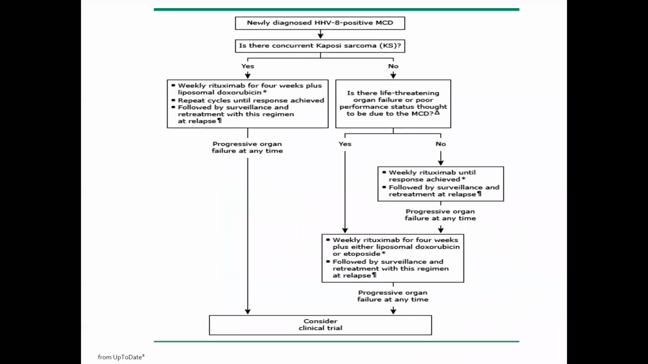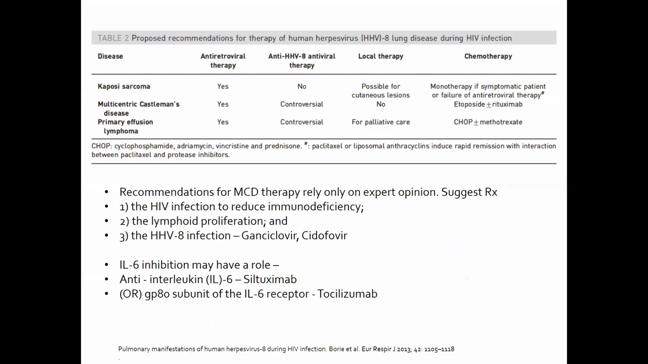And when it comes to management, management of Castleman's actually depends upon whether or not there is concurrent Kaposi's. If there is concurrent Kaposi's, then the treatment typically involves starting off with rituximab and doxorubicin together. So this is a combination therapy, as opposed to Kaposi's, wherein it was usually monotherapy. This table is, I guess, a good summary of HHV-associated pulmonary disease that we see in HIV patients.